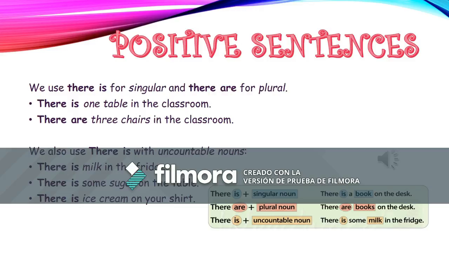There is plus singular noun. Example: There is a book on the desk. There are plus plural noun. Example: There are books on the desk. There is plus uncountable noun. Example: There is some milk in the fridge.